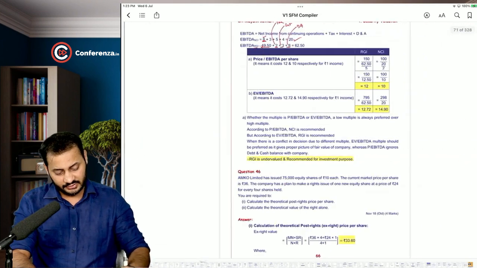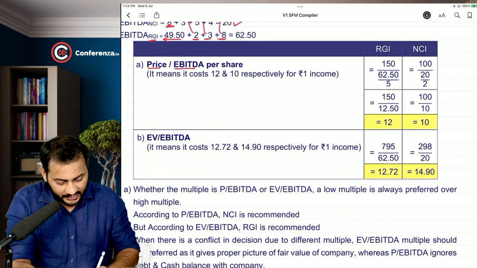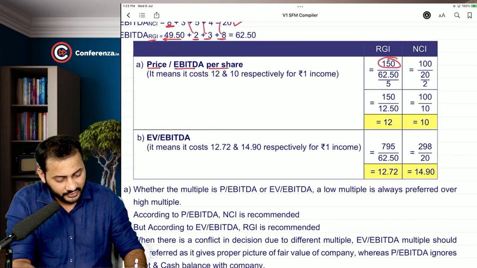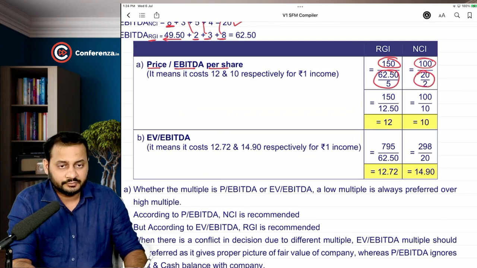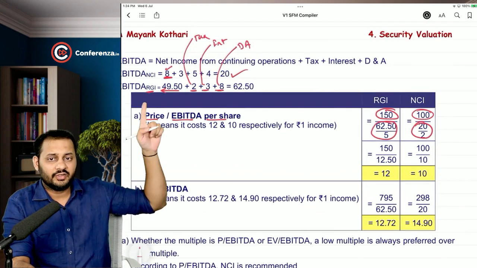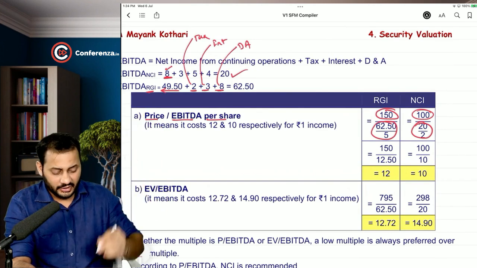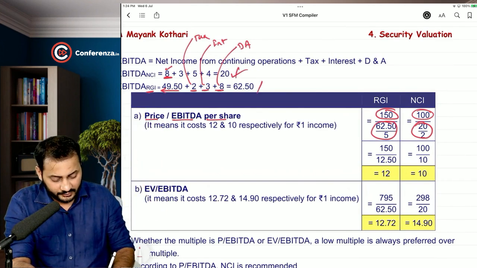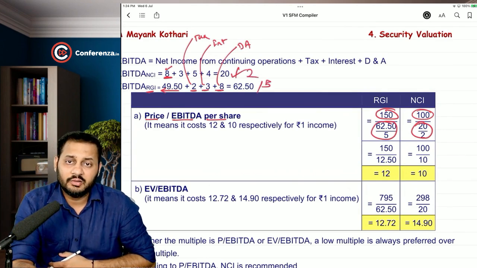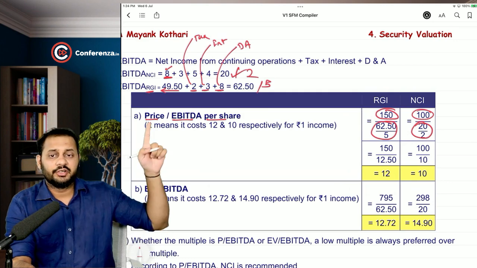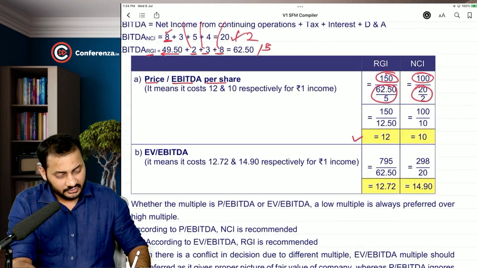See, I will just go to here. Price per EBITDA per share. So this is the price, 150 and 100. And this is per share EBITDA. 62.5 and 20 million are total EBITDA. We are going to divide them by the number of shares to arrive at per share EBITDA. So per share market price to per share EBITDA will give us this result.